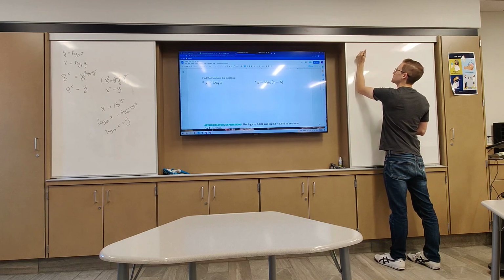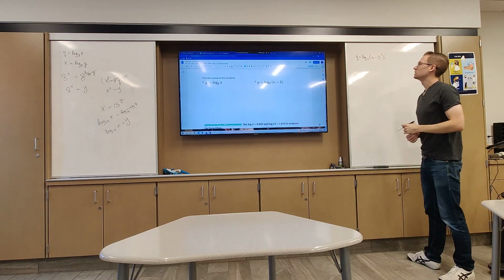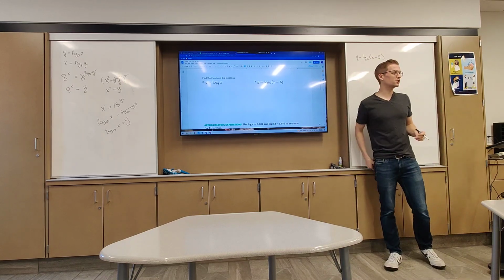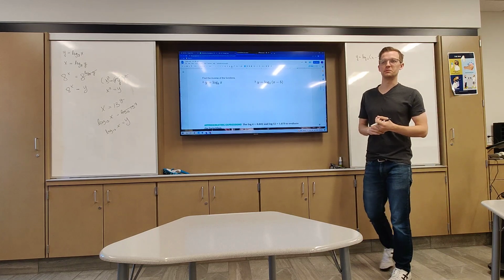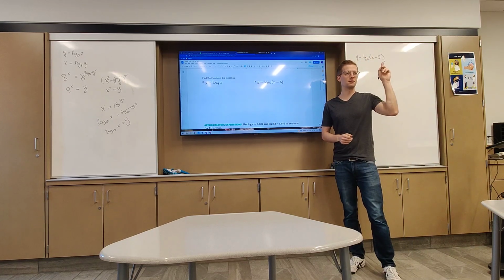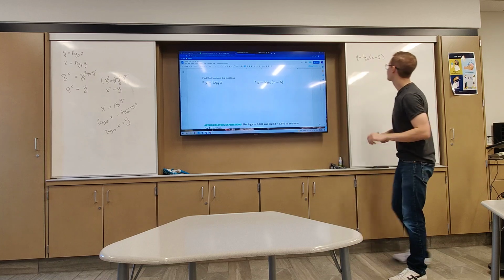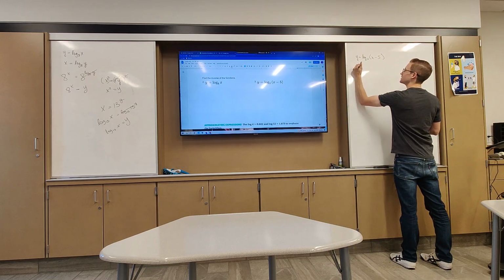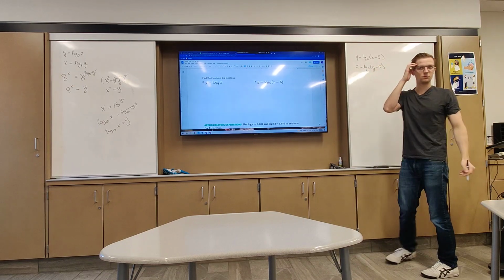Y equals log base 3 of x minus 5. Okay. Find the inverse function of this. Does anybody want to try? I don't have my phone, so I can't call on people. First step, what do we have to do? Change x and y. So x equals log base 3 of y minus 5. Okay. What's my next step?